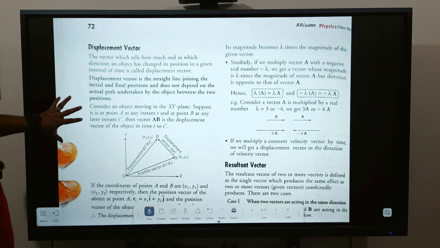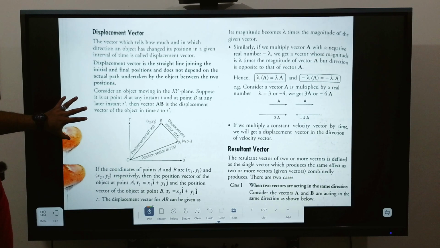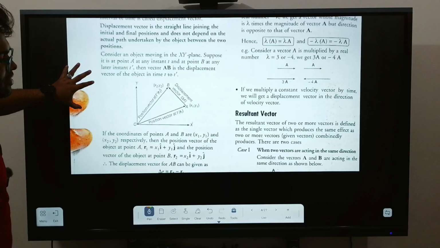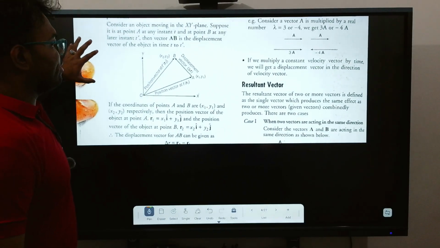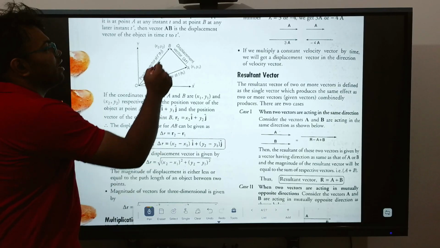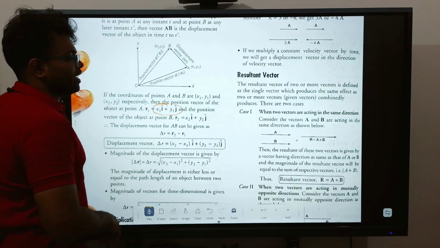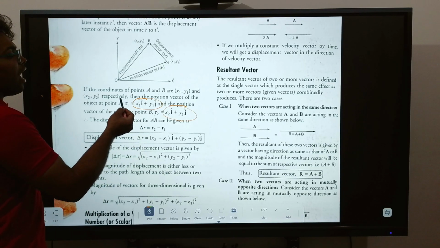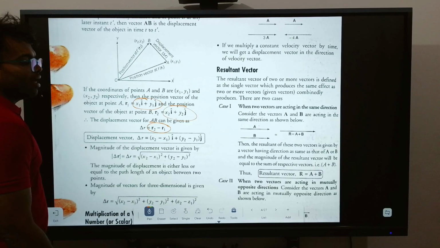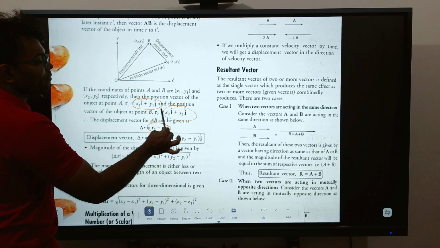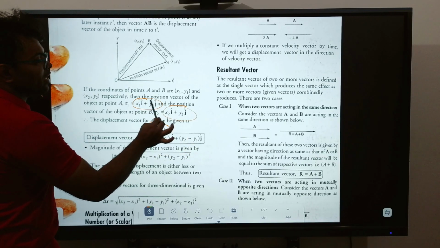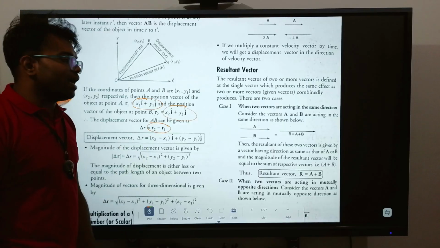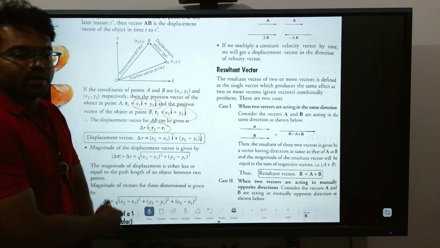Now basically it is a straight line from the initial point to the final point and does not depend on the actual path undertaken by the object between these two points. Now basically I told you, if you have two position vectors, r1 is x1 i cap plus y1 j cap and r2 is x2 i cap plus y2 j cap, then the displacement r is given as r2 minus r1. You subtract the i cap values with each other, you subtract the j cap values with each other, and then you get your result: (x2 minus x1) i cap plus (y2 minus y1) j cap.